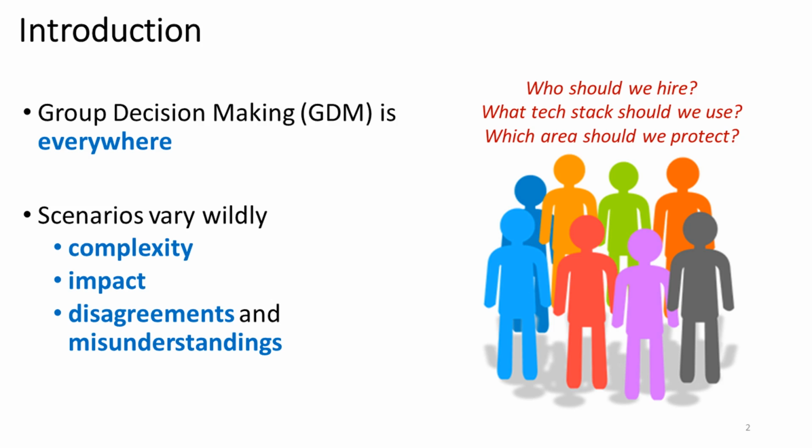Group decision-making, or GDM, situations arise when multiple individuals must collectively choose from among a set of alternatives. Such scenarios are ubiquitous in collaborative efforts and can vary wildly in terms of the complexity of the decision and the impact it may have on the group or larger community.